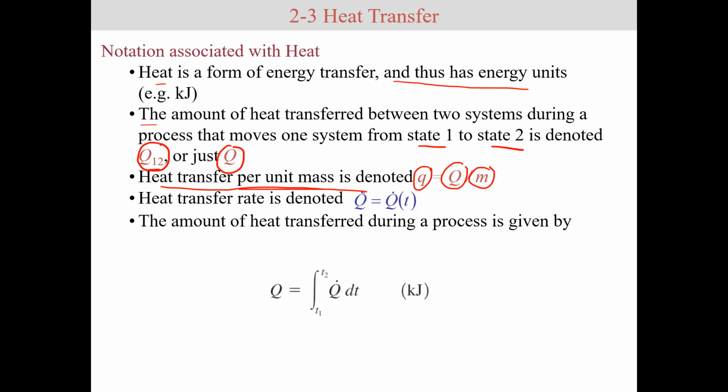Heat transfer rate is denoted as Q dot, right? So if I want to know the amount of heat transferred during a process, I say the amount of heat that was transferred in kilojoules equals the integral of the heat transfer rate in kilowatts, or kilojoules per second, integrated over that time period. If I integrate over the time span that the process occurred, I will get the total amount of heat that was transferred in kilojoules based on the rate of heat in kilowatts.